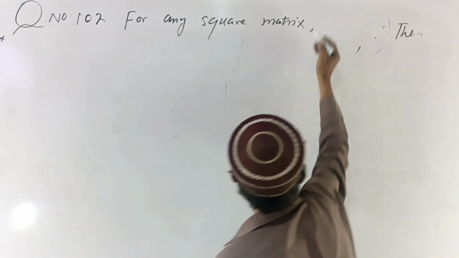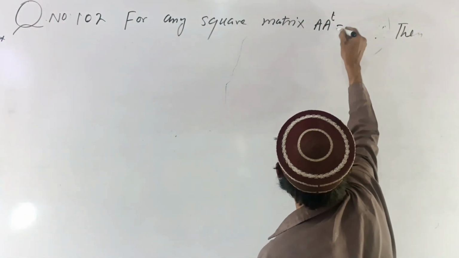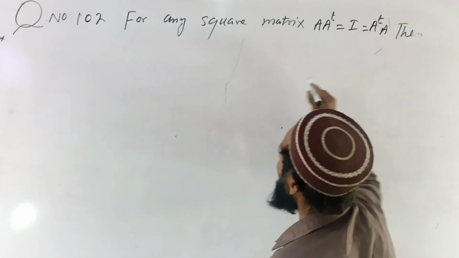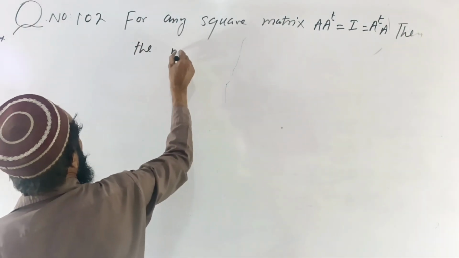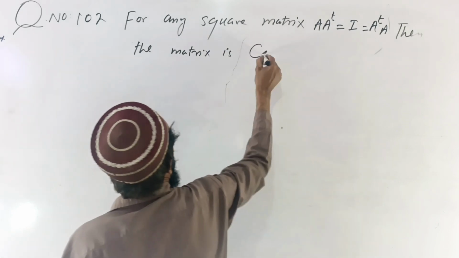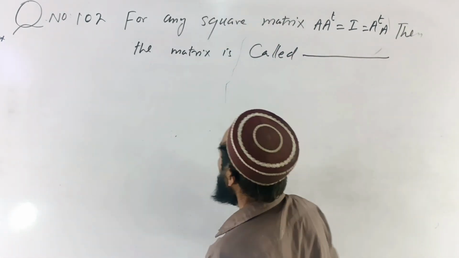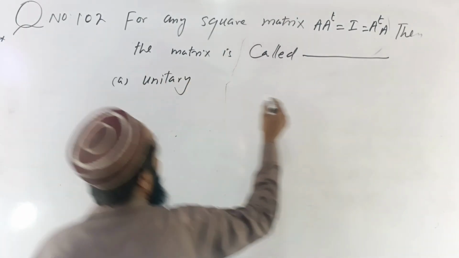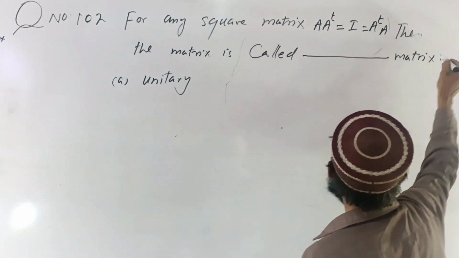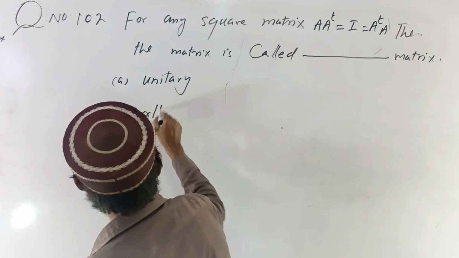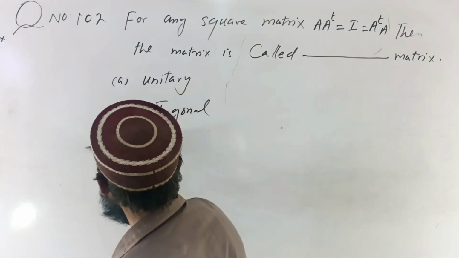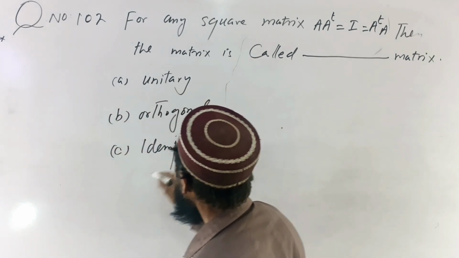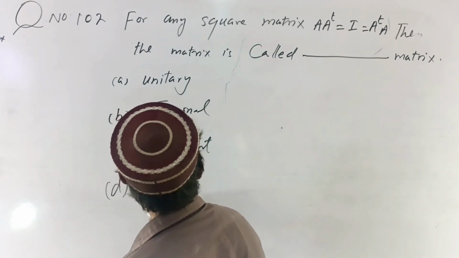Question 102: for any square matrix, if A transpose is equal to A inverse, or A transpose is equal to A, then the matrix is called a unitary matrix, B orthogonal matrix, C idempotent matrix, and D square matrix.